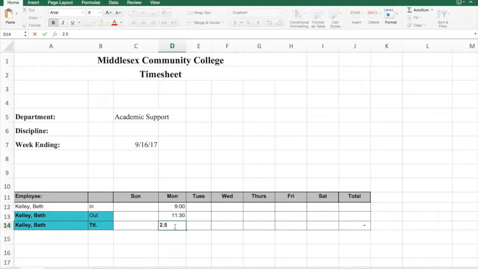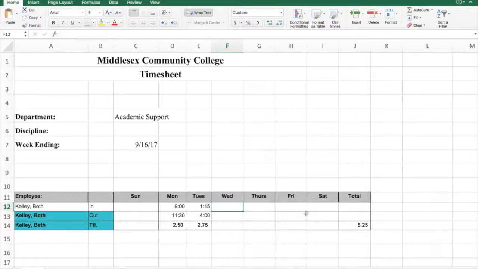Let's say that on Tuesday, you tutor from 1:15 to 4 o'clock. It would look like this. You came in at 1:15 and out at 4 o'clock. This would be for a total of 2 hours and 45 minutes. 45 minutes would be represented as 0.75, so 2.75. Notice how the total over here in the corner gets automatically updated.